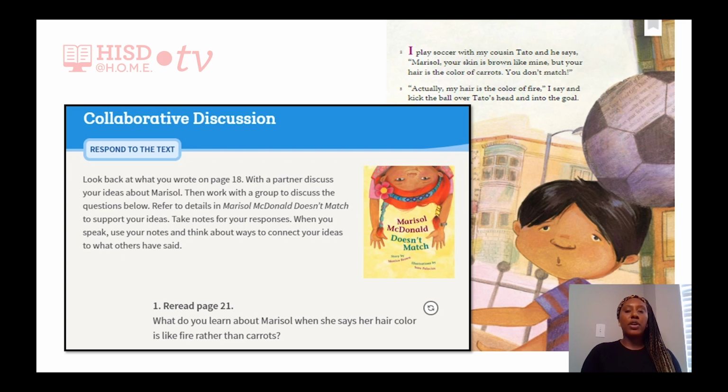I play soccer with my cousin Tato, and he says, Marisol, your skin is brown like mine, but your hair is the color of carrots. You don't match. Actually, my hair is the color of fire, I say, and I kick the ball over Tato's head and into the goal.